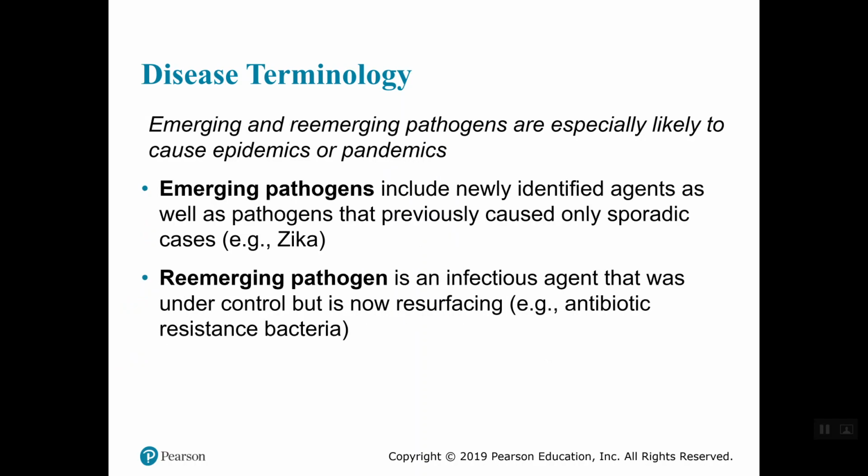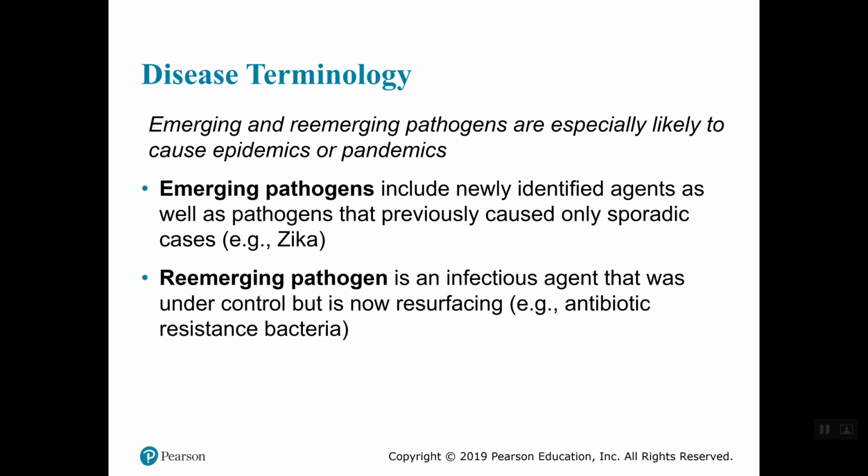We see that there are emerging and re-emerging pathogens, and these are especially likely to cause epidemics or pandemics. Emerging pathogens are things that are newly identified, and also maybe pathogens that previously caused only sporadic cases. Zika virus is a prime example of that. We used to see Zika sporadically in South America, and now we've seen that the geographical range for that has spread. A re-emerging pathogen is an infectious agent that was under control, but now it's resurfacing.